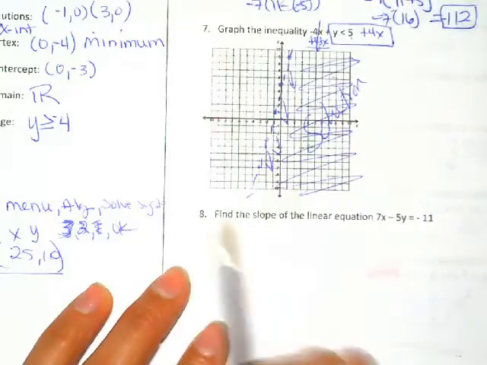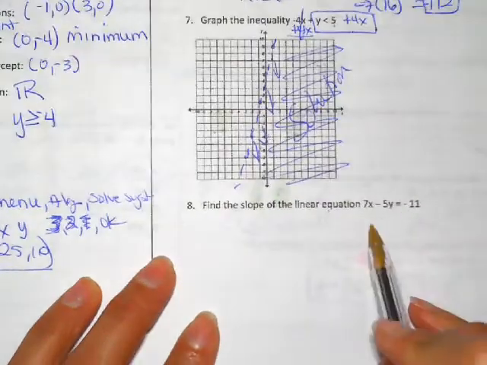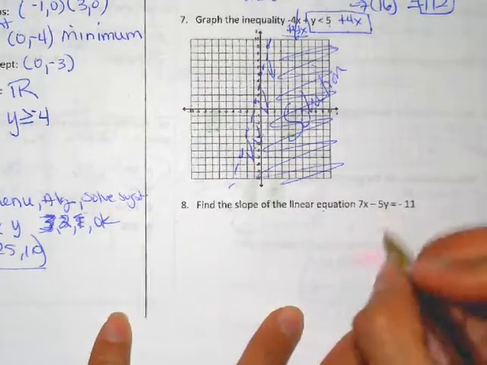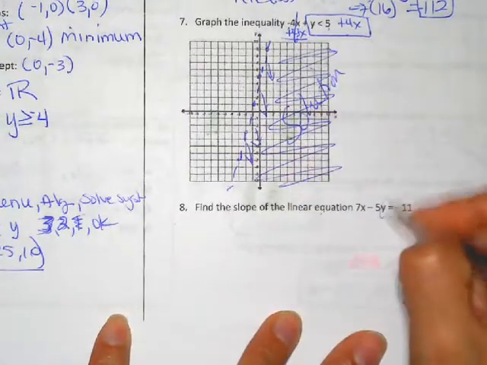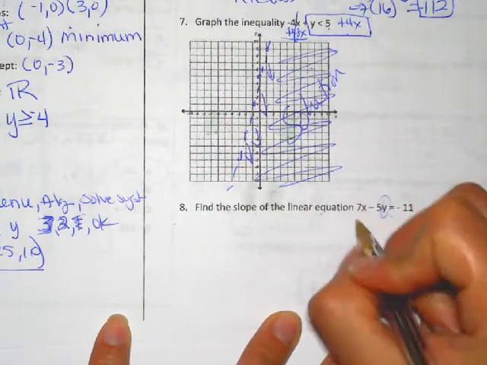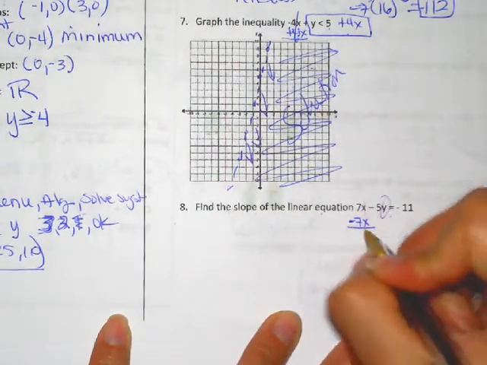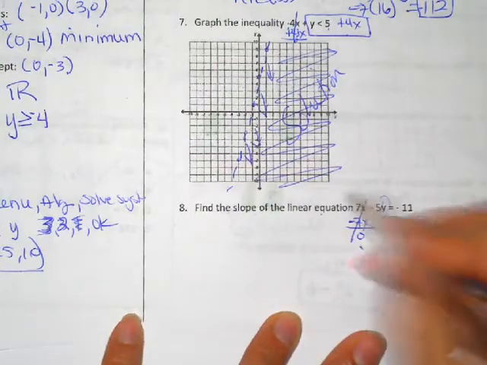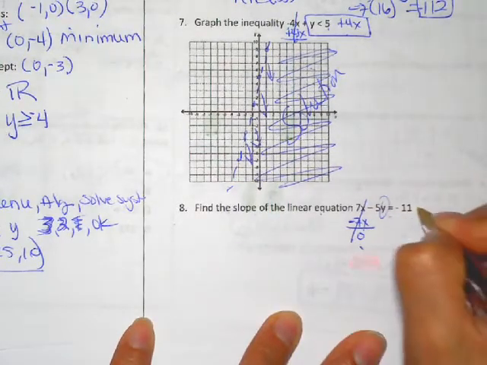Last question, find the slope of the linear equation, 7x minus 5y equals negative 11. So one way of doing it is just like we did this one when we solved for y. So we need to get rid of the 7x and the negative 5. Get rid of the 7x first by doing the opposite. Subtract a 7x. If I subtract a 7x, I'm left with a 0, so it works. And if I do it on one side, I have to do it on the other.